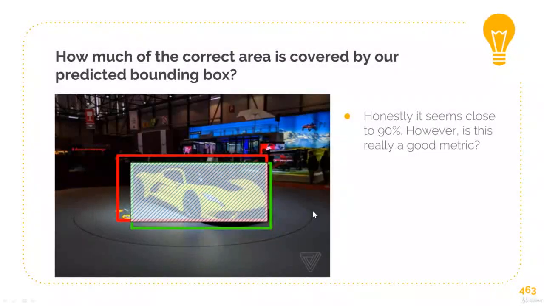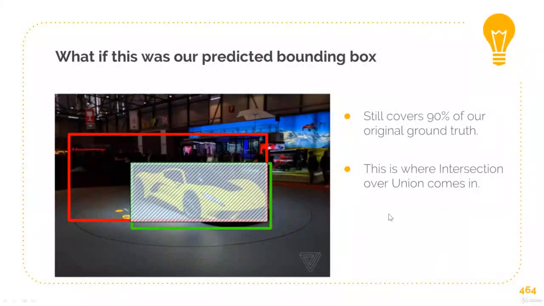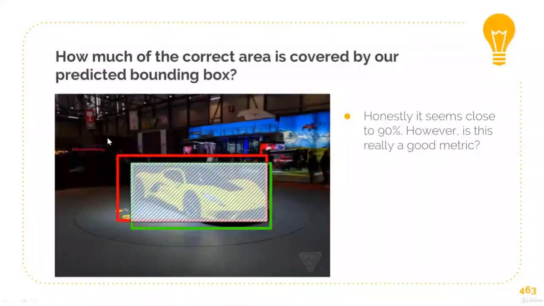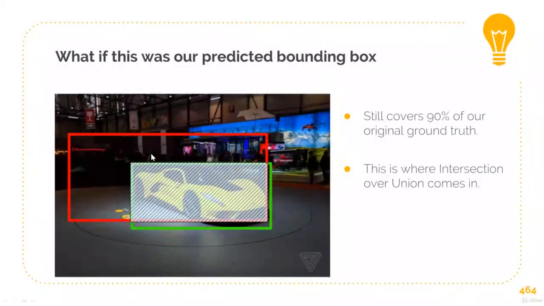So how much of the correct area is covered by our predicted bounding box? That is this area here. It seems like about 90% of our true box is covered by our predicted box. So how do we measure this in a metric? What is a good metric for this? What if this was the bounding box here? It still covers 90% of our true box. However, this is a much poorer bounding box than this one.